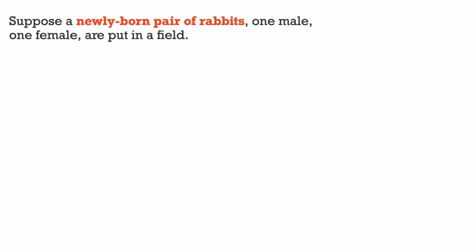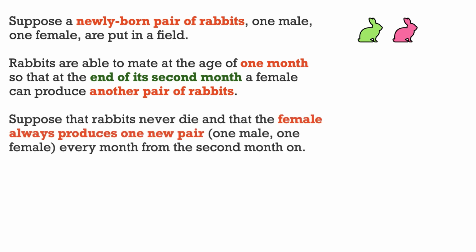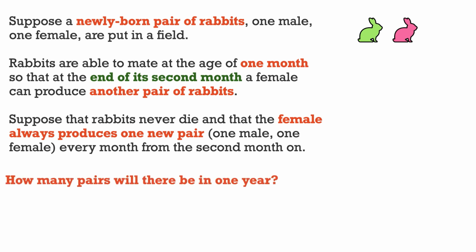Suppose a newly born pair of rabbits, one male, one female, are put in a field. Rabbits are able to mate at the age of 1 month so that at the end of its second month, a female can produce another pair of rabbits. Suppose that rabbits never die and that the female always produces one new pair, one male and one female, every month from the second month on. How many pairs will there be in 1 year?